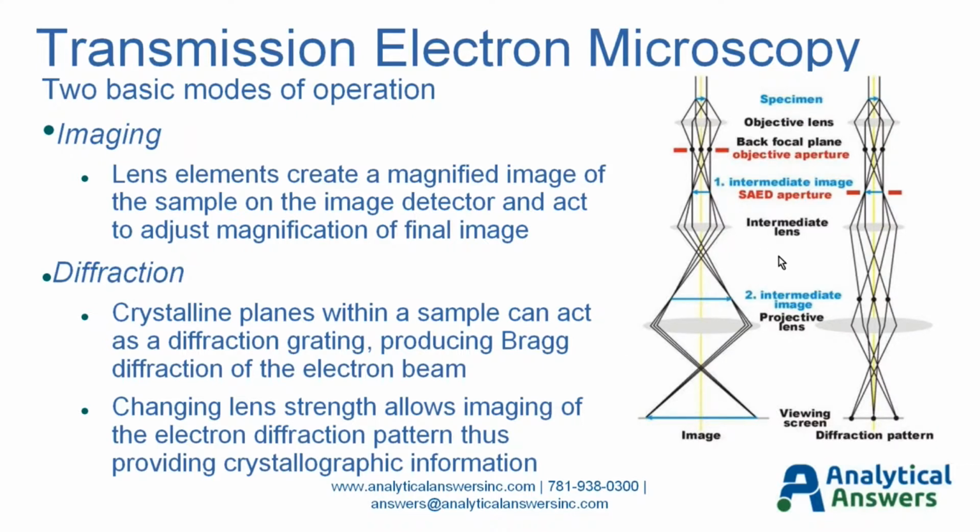Also, if our sample contains crystalline materials, the crystal planes within those materials can act as a diffraction grating and produce Bragg diffraction of the electron beam. And by changing the strength of these lenses, rather than viewing this global image, we can cause that electron diffraction pattern to be imaged on our viewing screen or captured on our camera, so that we can begin to get crystallographic information from the sample as well.